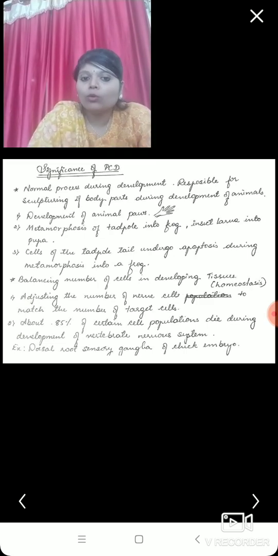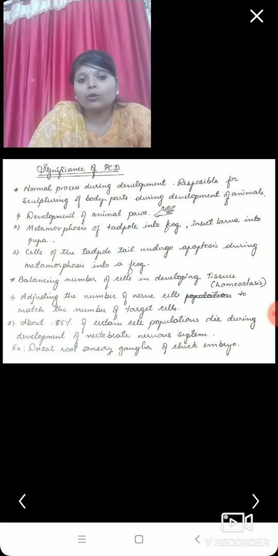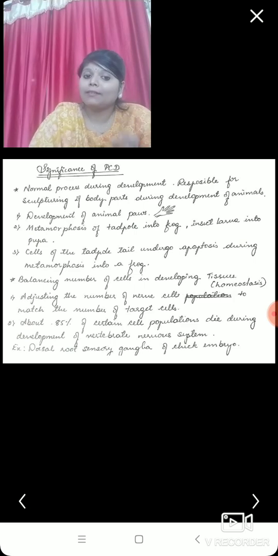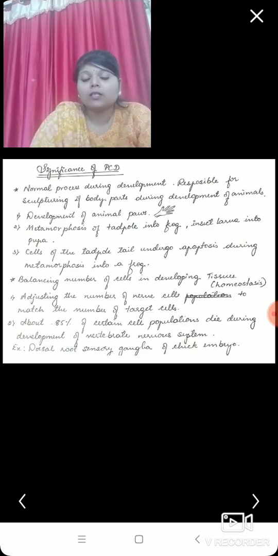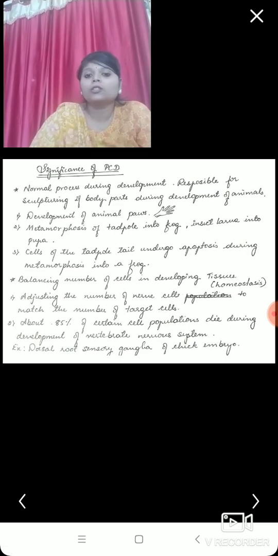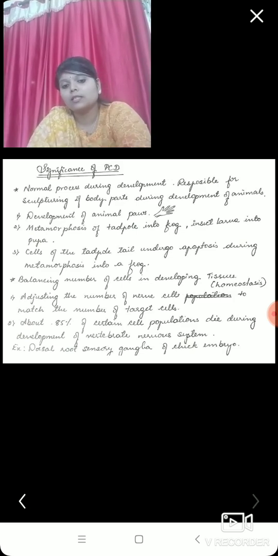Metamorphosis of the tadpole into the frog, insect larvae into the pupa, and then further becoming an adult. Cells of the tadpole tail undergo apoptosis during metamorphosis to become a frog. Then, balancing the number of cells in developing tissues to maintain homeostasis, adjusting the number of neuron cells or nerve cells to match the number of target cells. That is very important. During this process, about 85% of certain cell populations die during the development of the vertebrate nervous system. An example is the dorsal root sensory ganglia of the chick embryo. If it has to develop, then 80% of the cell decline takes place because of the formation of the nervous system. So you see how important apoptosis is.